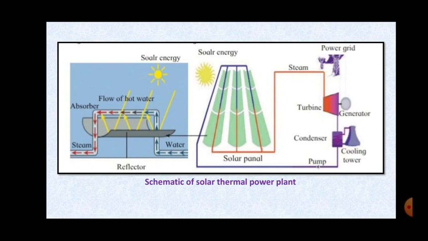And like in the earlier power plants we had seen, the steam is again passed through the condenser, where it condenses and converts into the liquid, and again it is allowed to pass through the absorbers. Again this cycle goes on. So this is how the solar thermal power plant works.